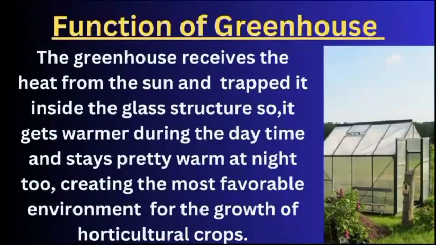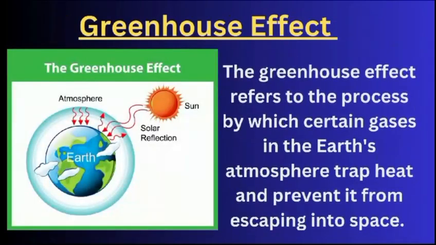Function of greenhouse. The greenhouse receives the heat from the sun and traps it inside the glass structure so it gets warmer during the daytime and stays pretty warm at night too, creating the most favorable environment for the growth of horticultural crops.